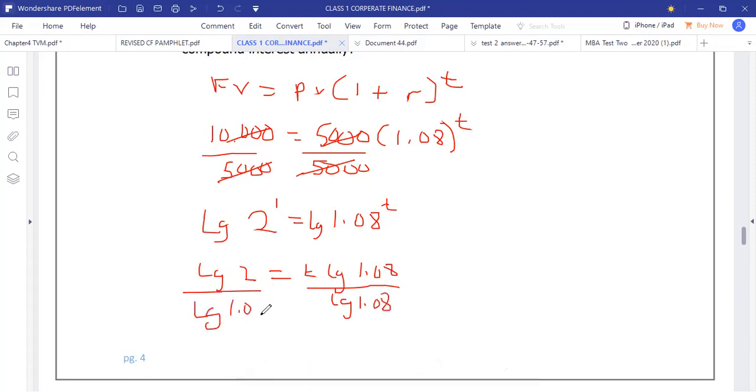What do we get? Divide this in there. So log 2 divided by log 1.08 will give us 9 years. So 9.006. So we're going to have 9 years. It will take 9 years.